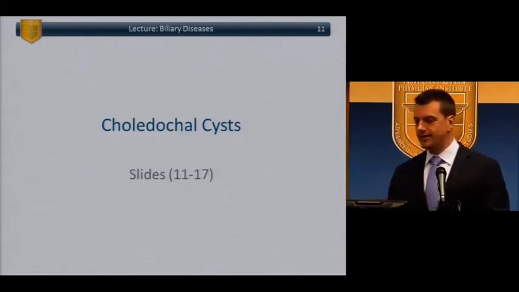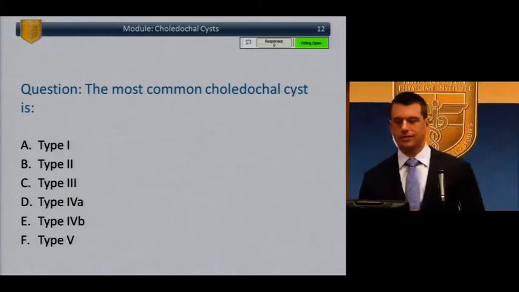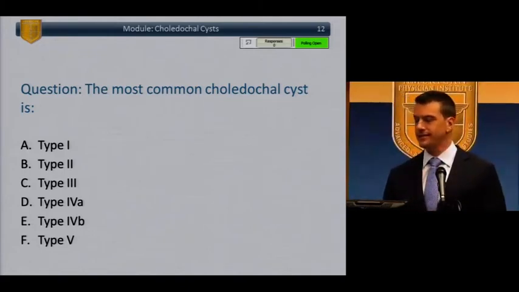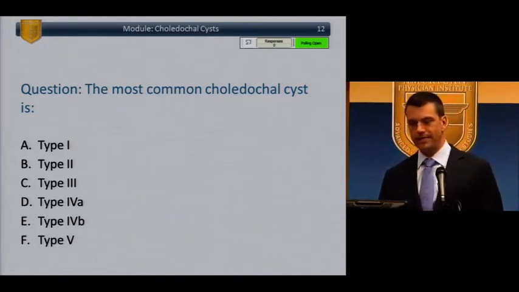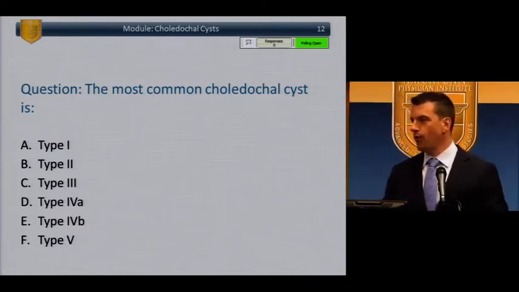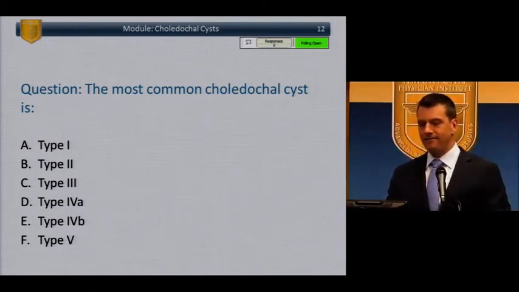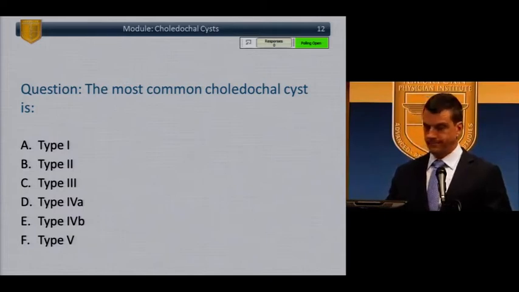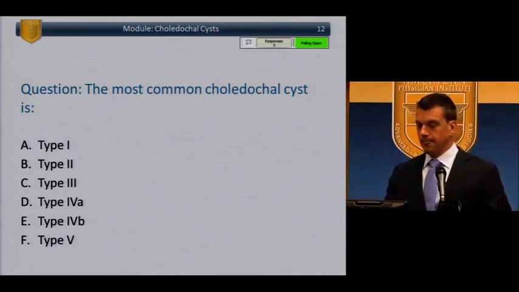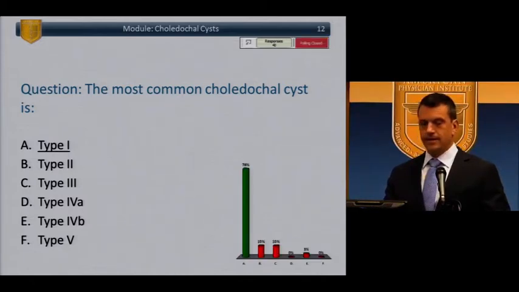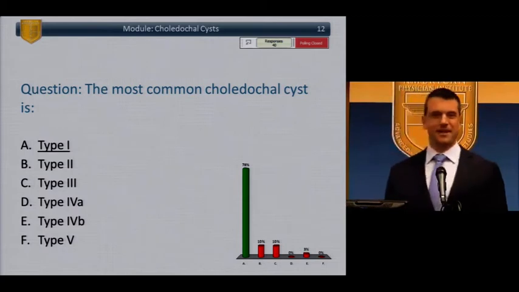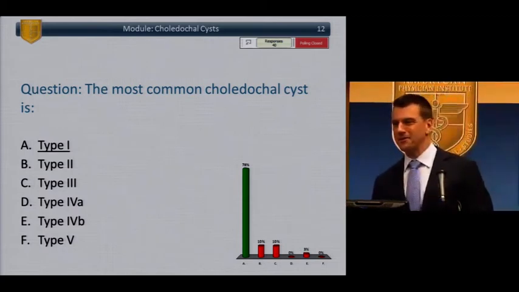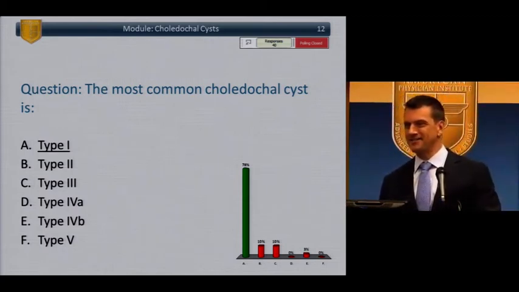First on to choledochocysts. First question, the most common choledochocyst is A, type 1, B, type 2, C, type 3, D, type 4A, E, type 4B, and F, type 5. Type 1, again, for testmanship, usually type 1 of something is probably the first one they found, so probably the most common. Just if you're really stuck, go with that.